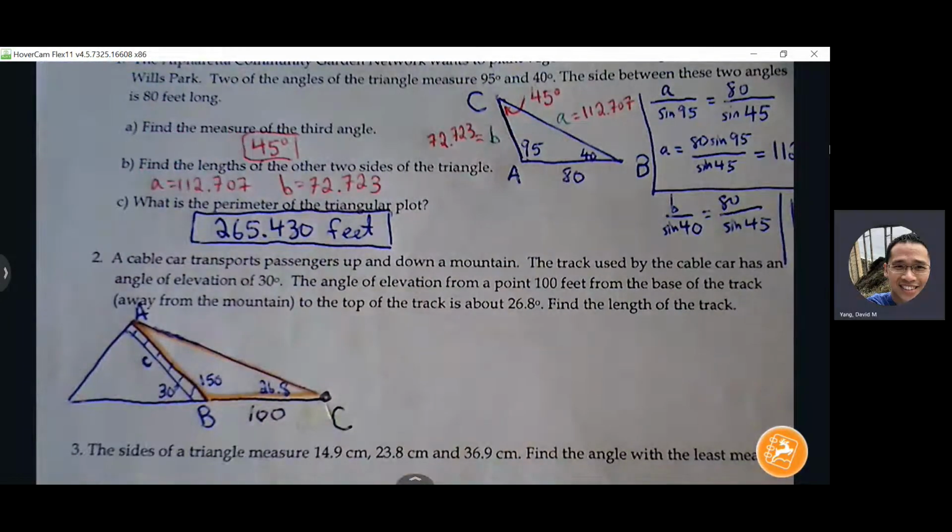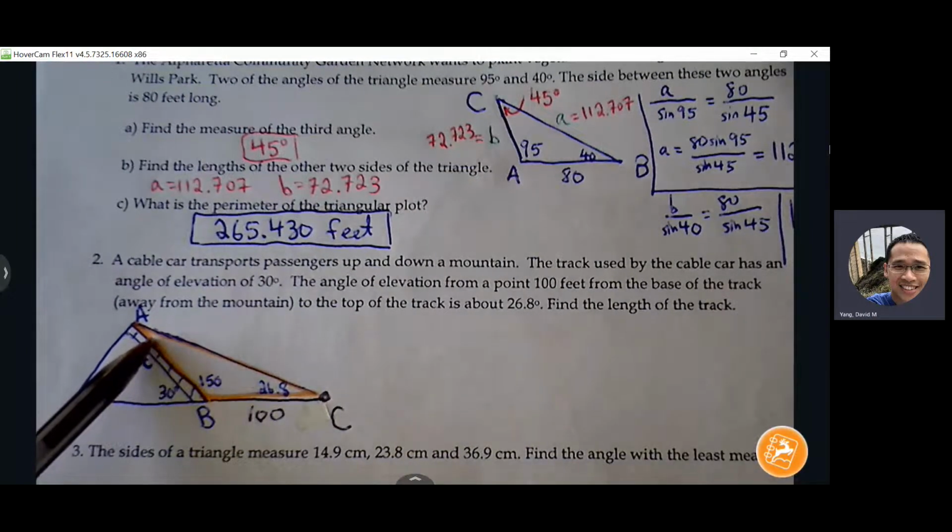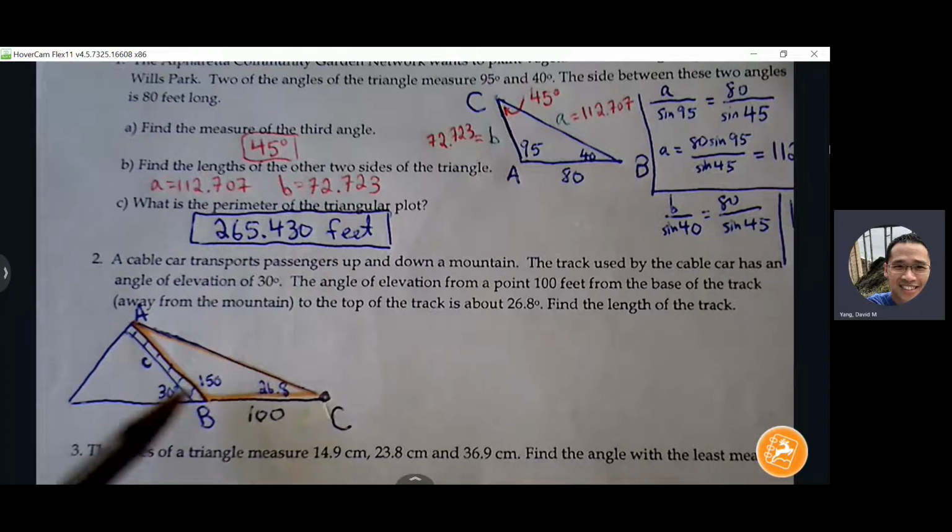So I think law of sines can get us to our answer, right? I can find this missing angle now, subtract the other two angles from 180, and then I can find side C by just pairing up or using law of sines.